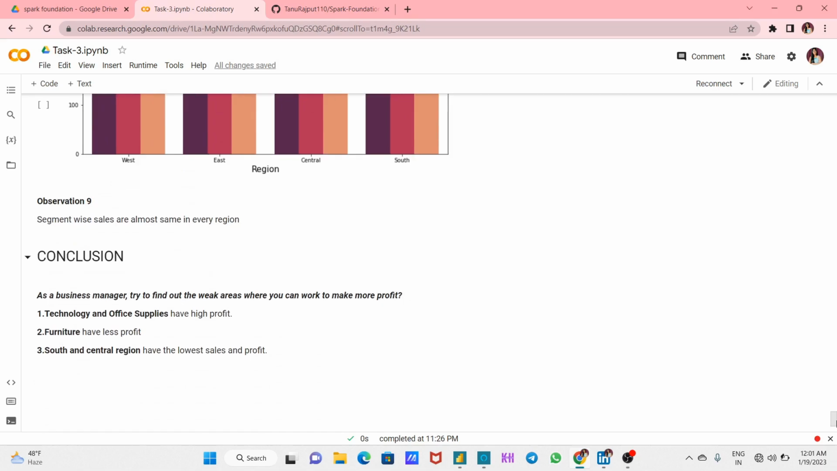So what is the conclusion from this project? What insights I get from this project is, as a business manager I have to try to find out weak areas where we will have to work to make profit. So here are some points. So first point is technology and office supplies have high profit, furniture has less profit, and south and central regions have the lowest sales and profit. So these are the 3 points, like we can say the weak areas where we have to work to make more profit.